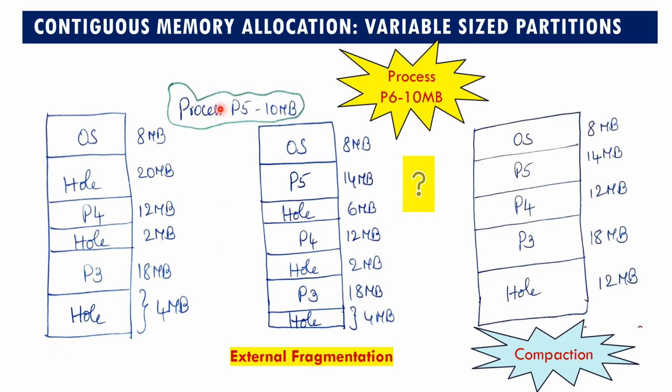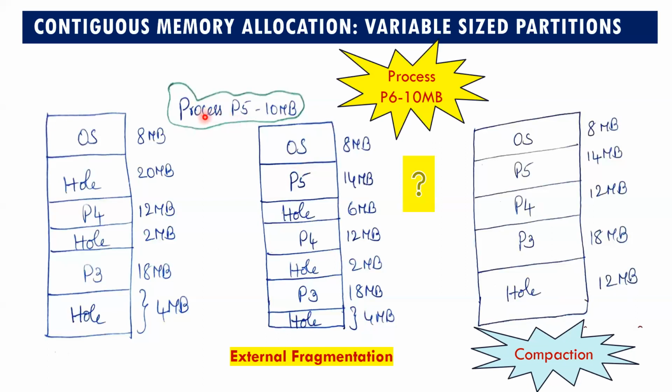In such a case, we have to allocate memory for process P5, which is of size 10 MB. So we have 3 different holes. One is 20 MB, one is 2 MB, and the other one is 4 MB. Out of these 4, 2, and 20, only this particular hole can accommodate the process P5. So we will be allocating 10 MB for process P5.